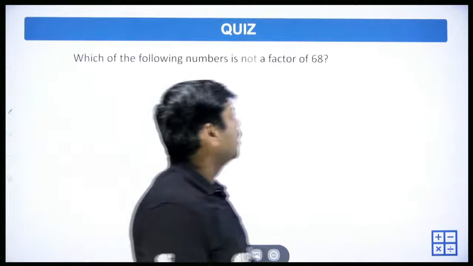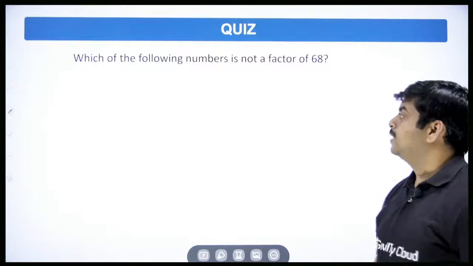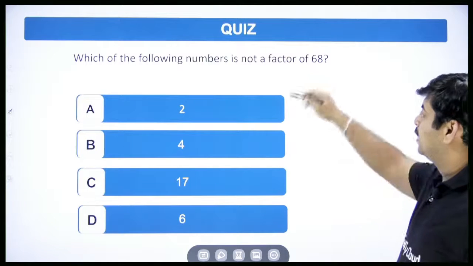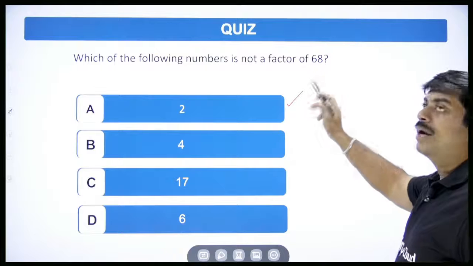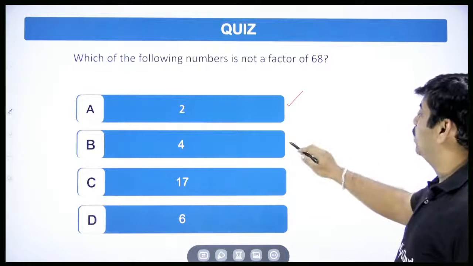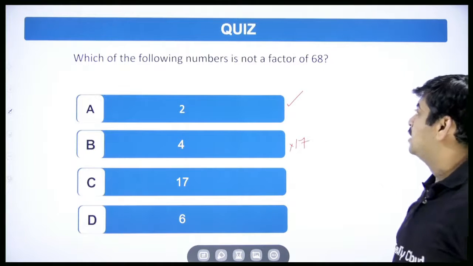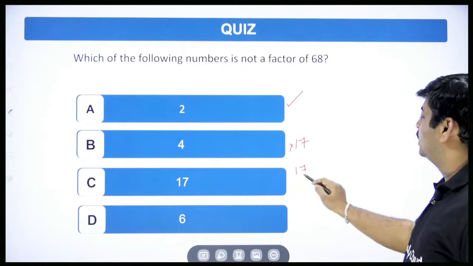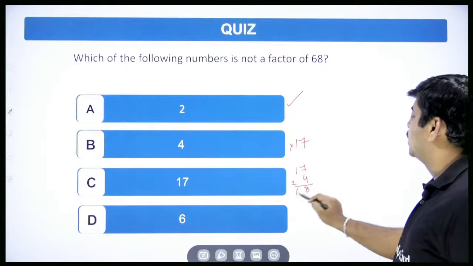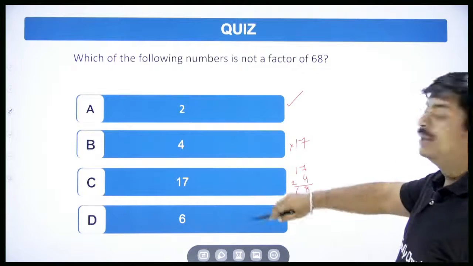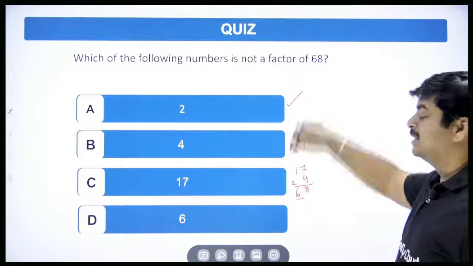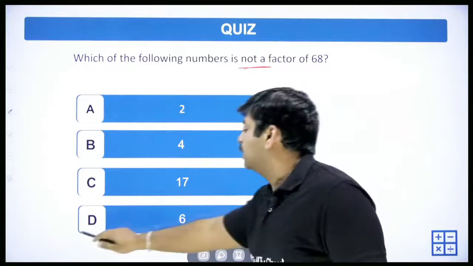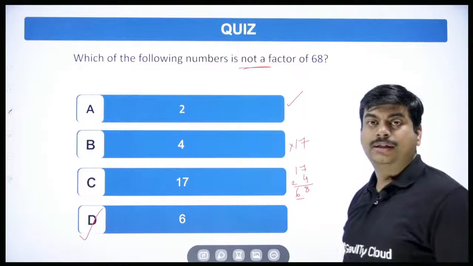The next question: which of the following numbers is not a factor of 68? 68, I know it is an even number, multiplied by 2. 4, I don't think so. Yeah, it is. 4 into 17, right? 17 into 4: 7 4s are 28, 4 1s are 4, 5, 6. 17 4s make 68. And I don't think it will be divisible by 6. 6 10s or 6 11s will not give you 68. So option 6 is not a factor.